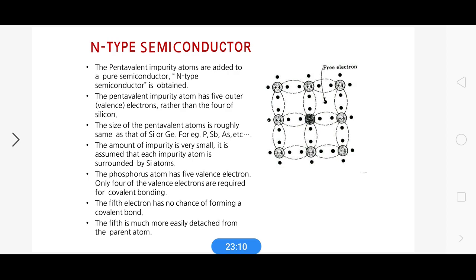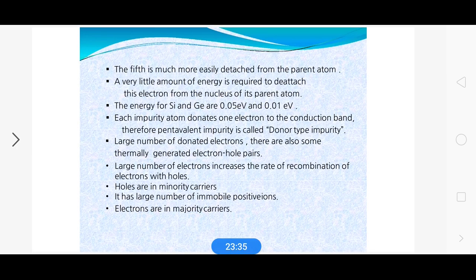Why? Because this is the free electron. There is no covalent bond. It is not forming the covalent bond. So as we add the impurities, this phosphorus, to the silicon atoms, one electron is free to move in the silicon crystal. So the 5th electron is much more easily detached from the parent atom, as we know, and very little energy is required to detach this electron from the nucleus of its parent atom.